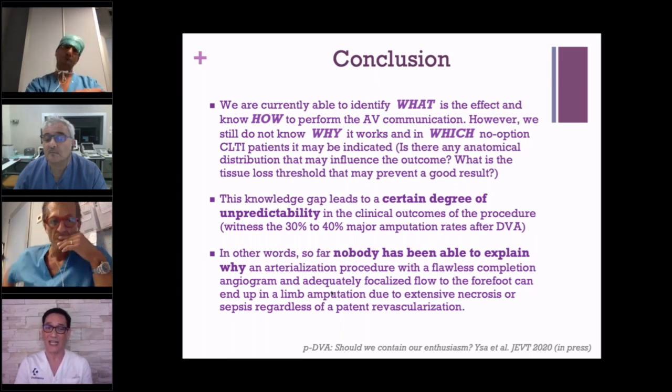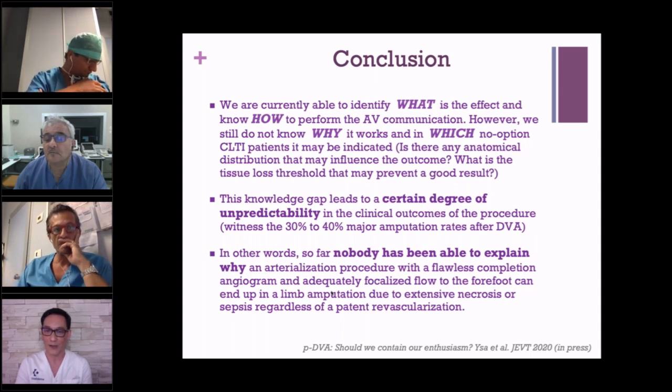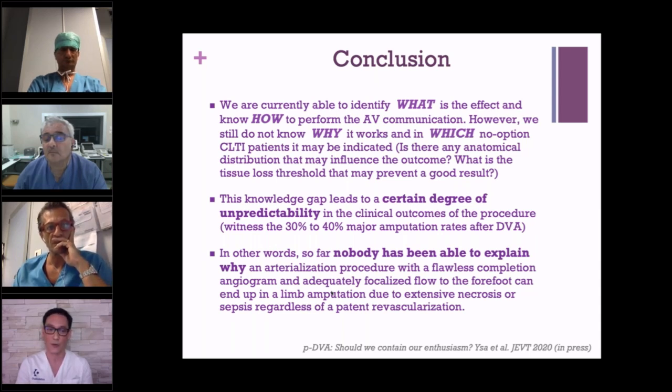And this actually leads to a certain degree of unpredictability that witnesses what is still a 30 to 40% amputation rate for this procedure. So in other words, so far nobody can explain why a flawless procedure with focalized flow to the forefoot can end up in a major amputation due to extensive necrosis or sepsis, regardless of having a patent revascularization procedure.